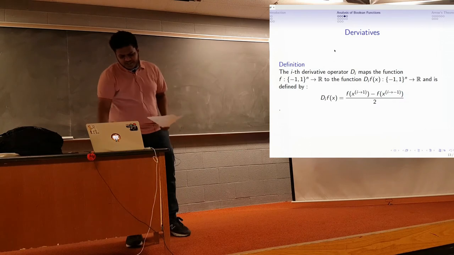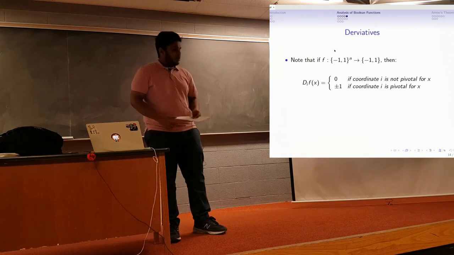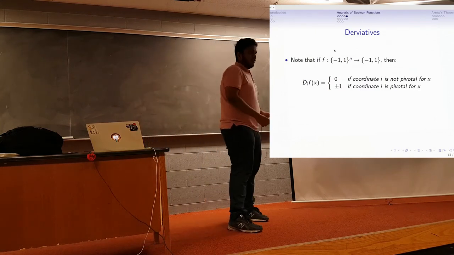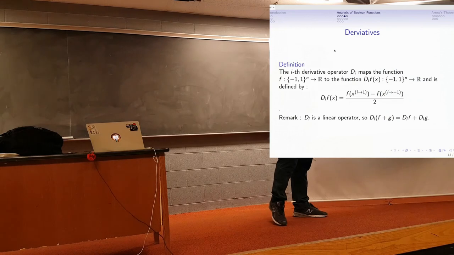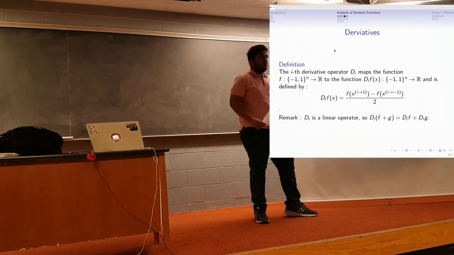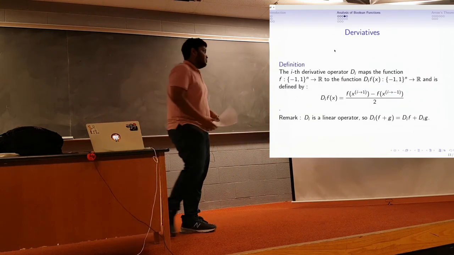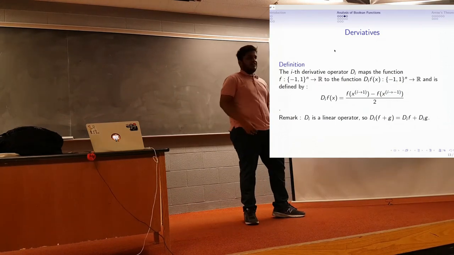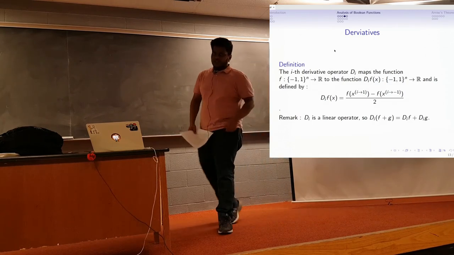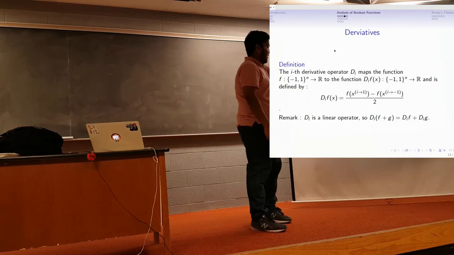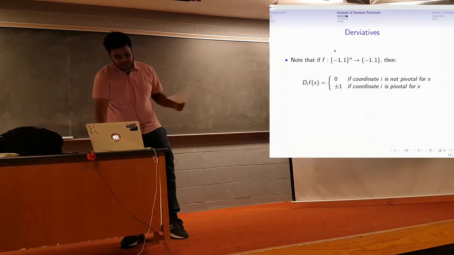So why is this useful? It's useful because if you calculate that for a non-pivotal coordinate, the value is zero, because this thing and that thing are equal: if the ith coordinate changes, our result stays the same. So D_i f(x) is zero when the ith coordinate is not pivotal, and when the ith coordinate is pivotal, the result exactly flips, so it's either plus or minus 1. That's what we have here.